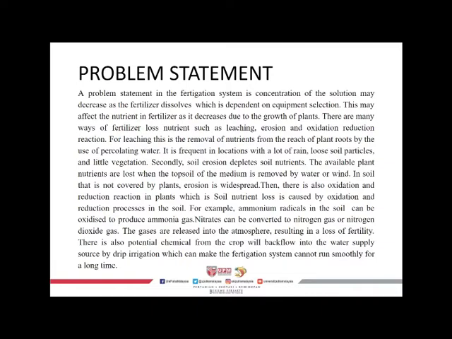There is also potential for chemicals from the crop to backflow into the water supply source by drip irrigation, which can make the fertigation system unable to run smoothly for a long time. Okay.